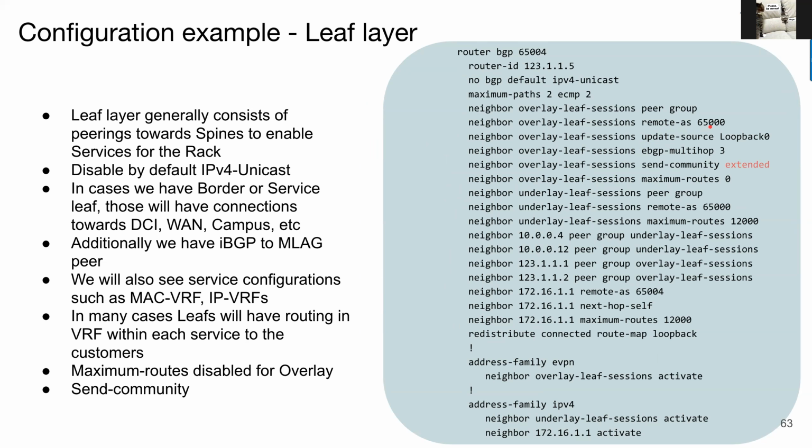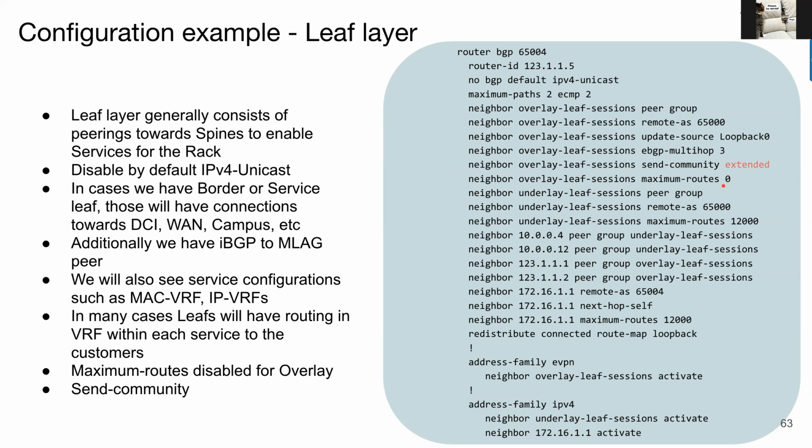So we set it as our spines, which is 65,000, our update source. So who our EVPN peer will use as our source. Again, eBGP multi-hop is 3. We just want to use send community, max routes of 0 for our control plane. We don't want to turn any control plane down. For our underlay, again, using our remote AS, default max routes of 12,000.